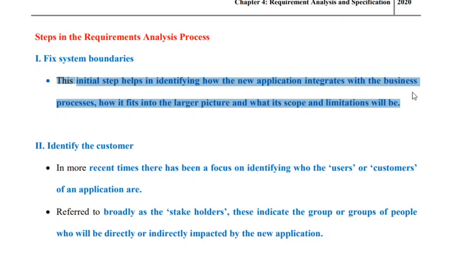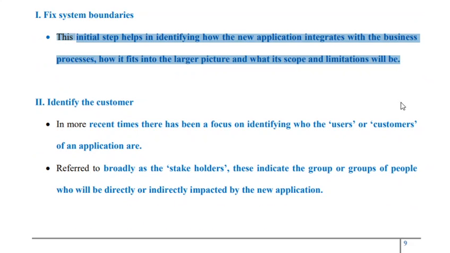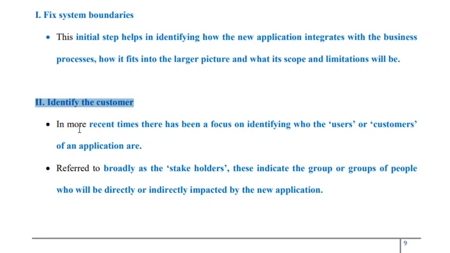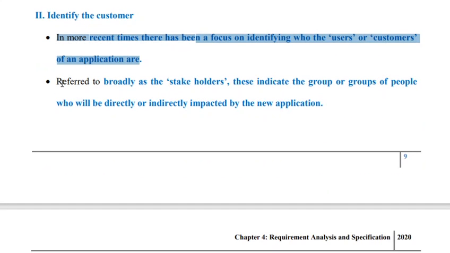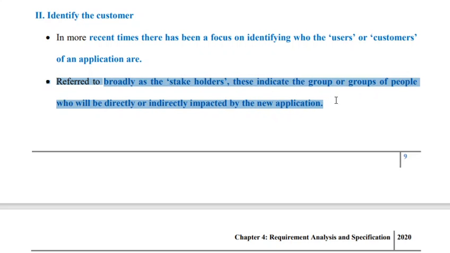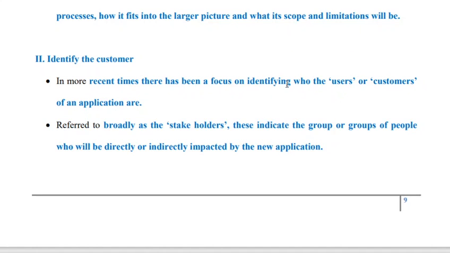Now, once you identify the scope, the limitations and the way it integrates, what we need to do is identify the customer and the needs of the customer. First and foremost, I need to ensure that the set of customers for the software system is identified. Customers are basically referred to as stakeholders, the group of people who will be directly or indirectly impacting the new application. Eventually it is the customer who will be making use of that system, and who will be investing in it.